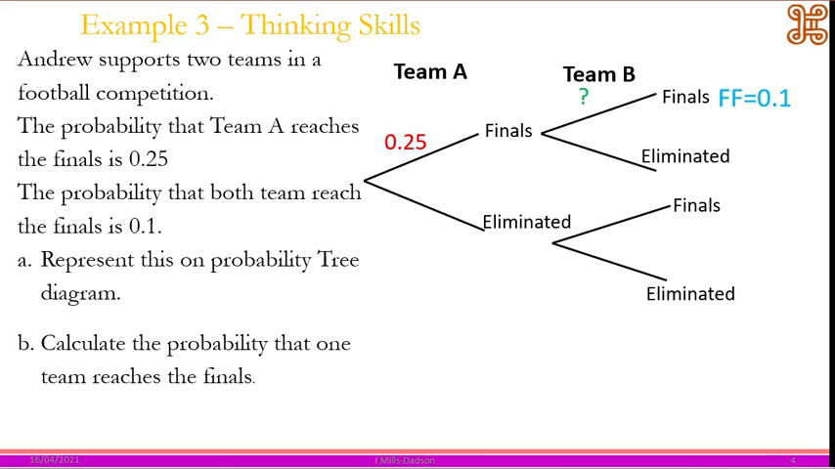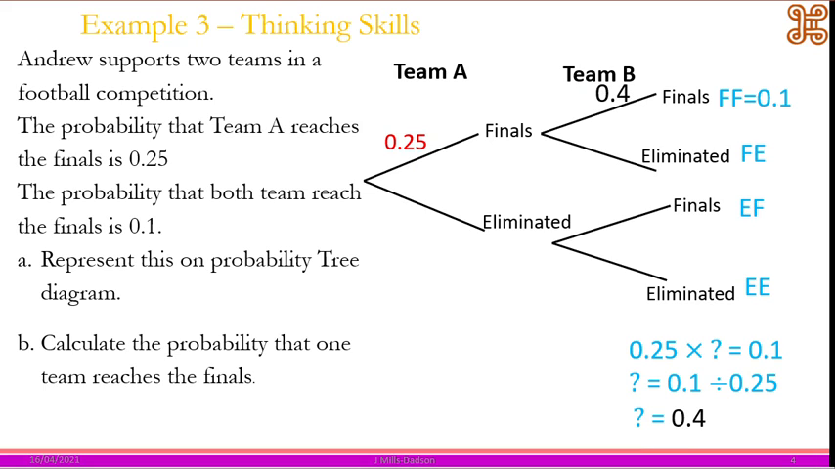But we know that both reaching final, A and B, is 0.1. And 0.1 comes from team A and team B both reaching final. So we need to set up a simple equation. So that means that 0.25 times whatever we don't know should equal 0.1. So if we divide both sides by 0.25, we now know 0.4 is the probability of team B reaching final.